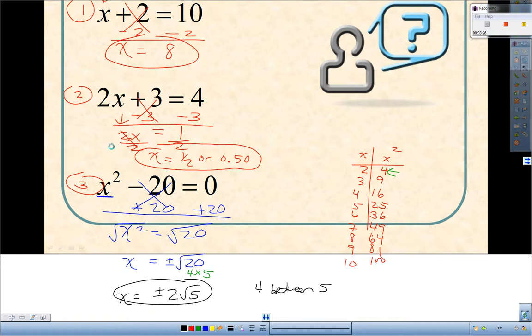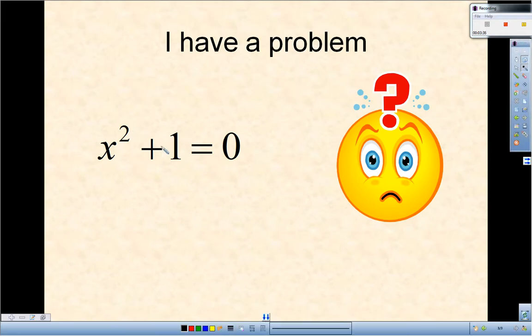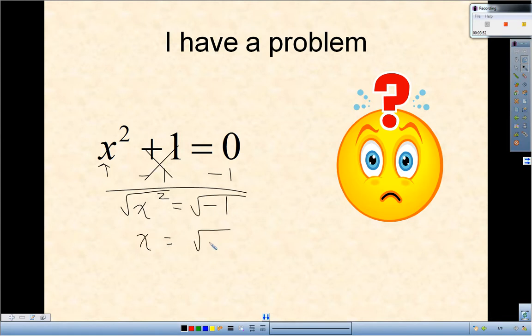Now, let me throw one more equation at you right quick, and let's talk about why this one is not so easy to solve. This is x squared plus 1 is equal to 0. If I subtract 1 from both sides, that gives me x squared is equal to negative 1. If I take the square root of that, I would get the square root of negative 1. Well, I have a problem. I know the square root of 1 is 1, but I have no idea what the square root of negative 1 is. In fact, can I get a square root of negative 1? Because if I multiply two numbers, a positive times a positive is a positive, and a negative times a negative is a positive. How will I get negative 1 by multiplying two numbers together?